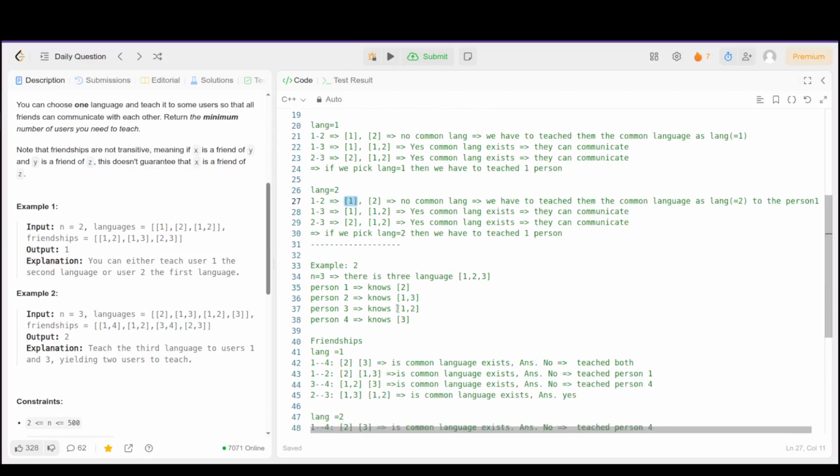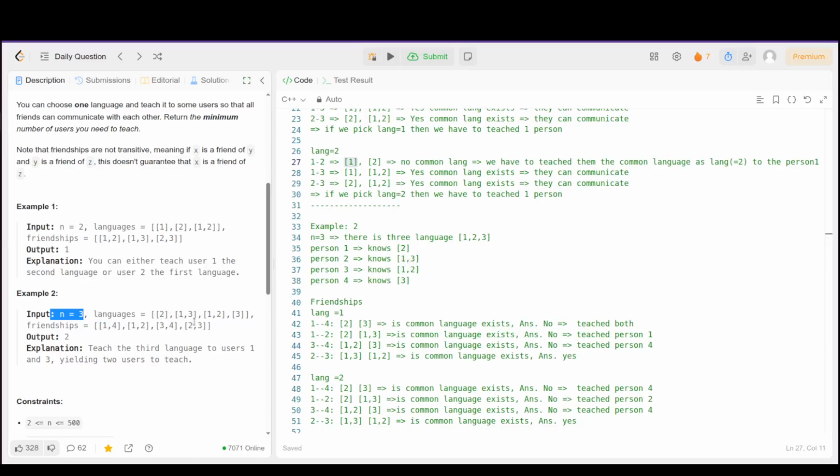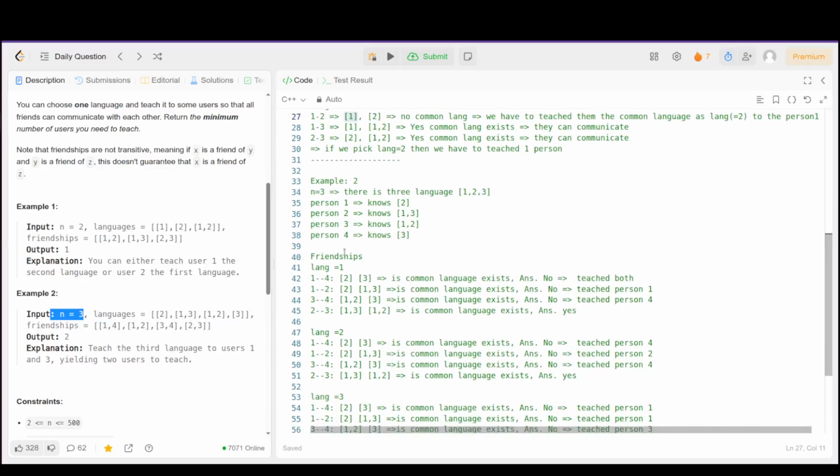But the second example, let's look into the second example. Over here it is given that n equals 3, and that means there are three languages, that is 1, 2 and 3. Person 1 knows language 2, person 2 knows 1 and 3. I have just written it over here from the languages array. And let's start from the friendship array for the discussion.